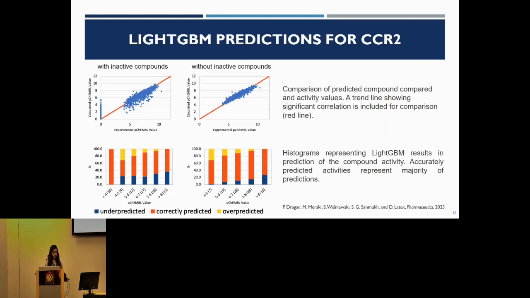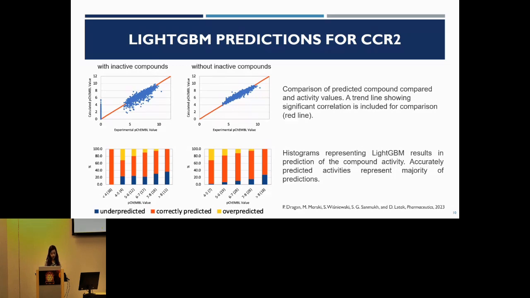So our machine learning models were trained on data sets obtained from ChEMBL. These were IC50 data sets. The activity prediction was based solely on SMILES-based fingerprints called extended connectivity fingerprints. The LightGBM predictions were in general found to be more accurate when the inactive compounds were not included in the training sets, which you can see in the plot on the upper right. The predicted activity values were highly accurate, which you can see by comparing the blue dots to the red trend line.